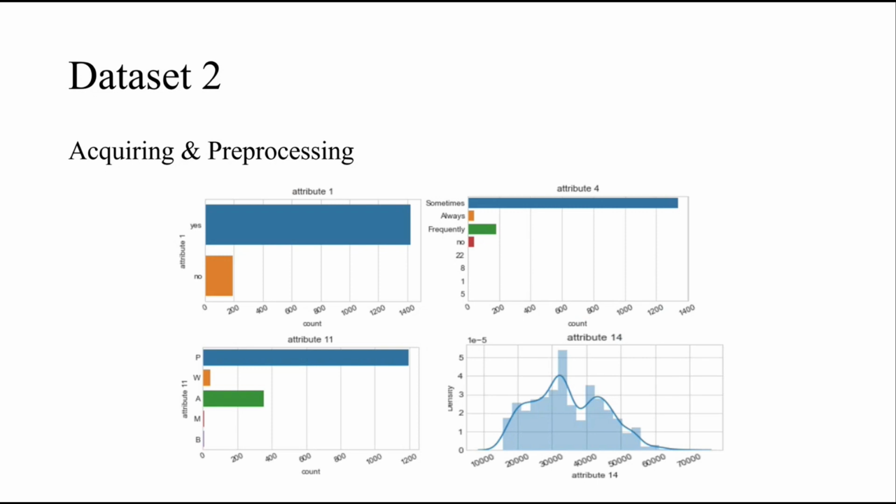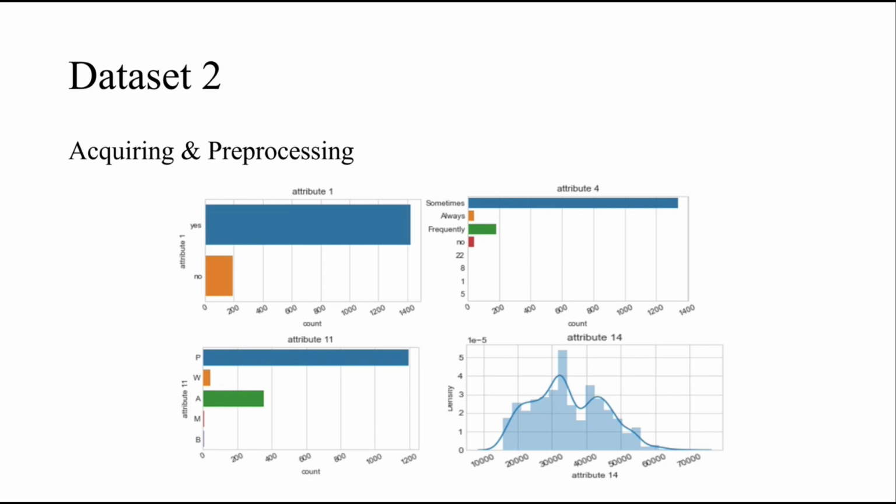For yes/no data like attribute 1, we can simply convert it into 0, 1 variables. For attribute 4, according to its meaning, the values are no, sometimes, frequently, always. According to the data, we can encode them as 0, 1, 2, 3. There are some missing values too. We just simply set them to 0. With attribute 11, we cannot understand the true meaning of the data, so we simply encoded the different values.